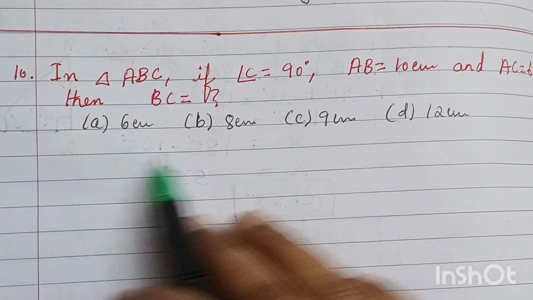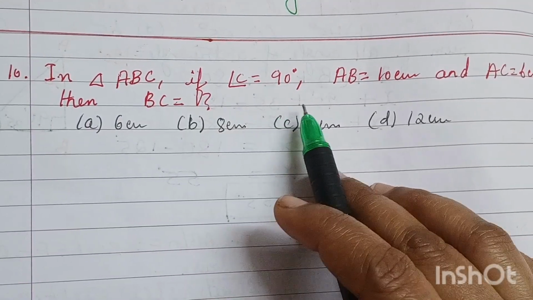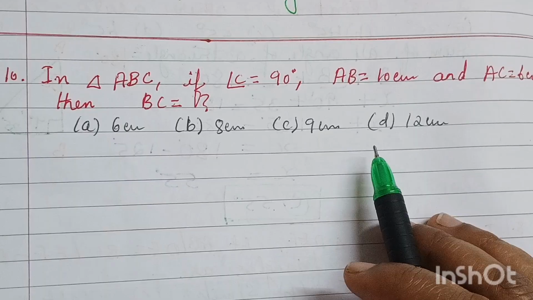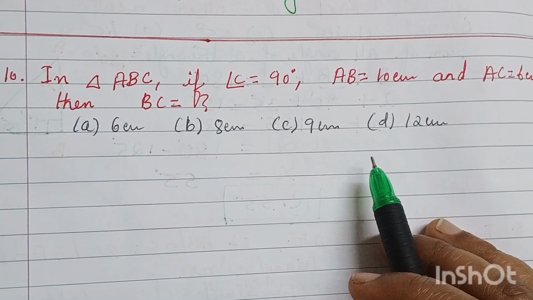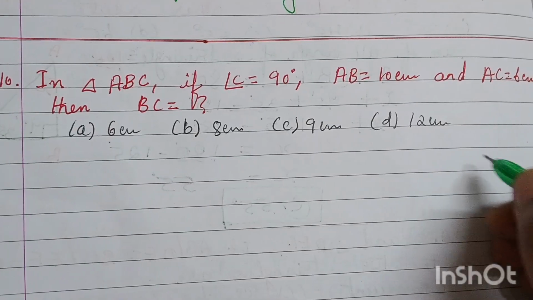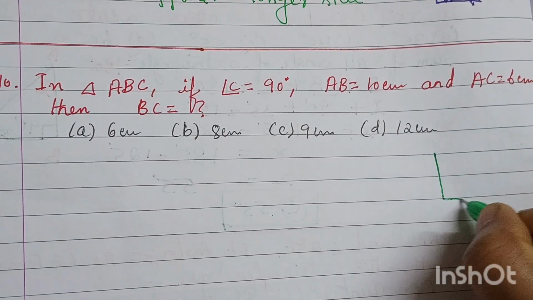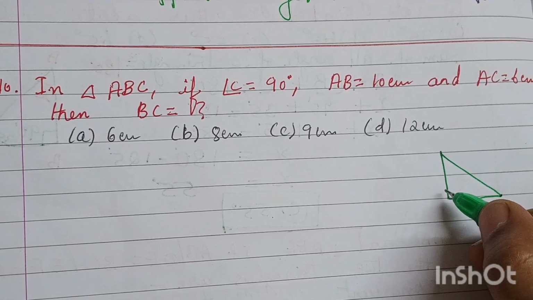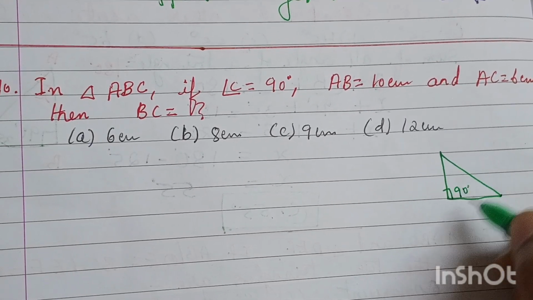Next question. In triangle ABC, if angle C is 90 degrees, AB is 10 centimeter, and AC is 6, then find the value of BC. One angle is 90 degrees, which means it is a right angle triangle. So we use the Pythagoras theorem.